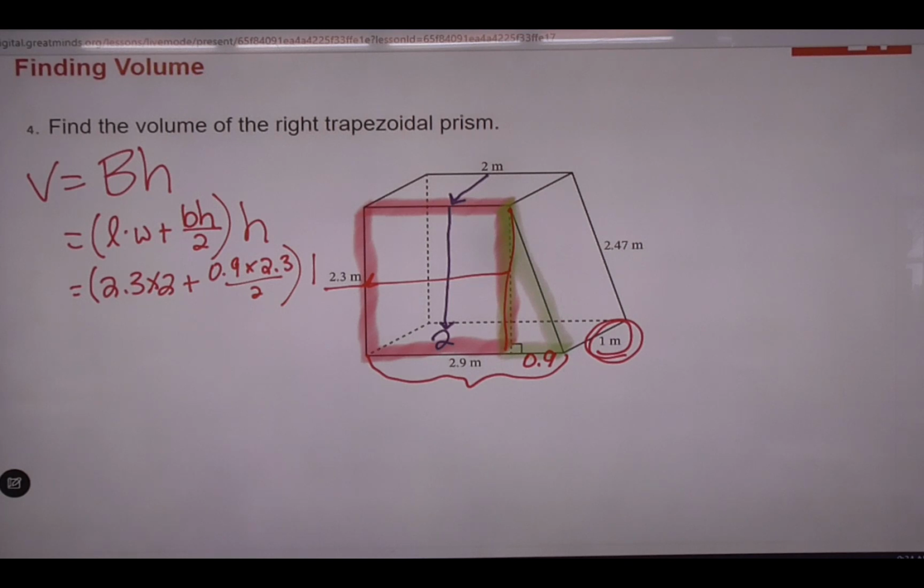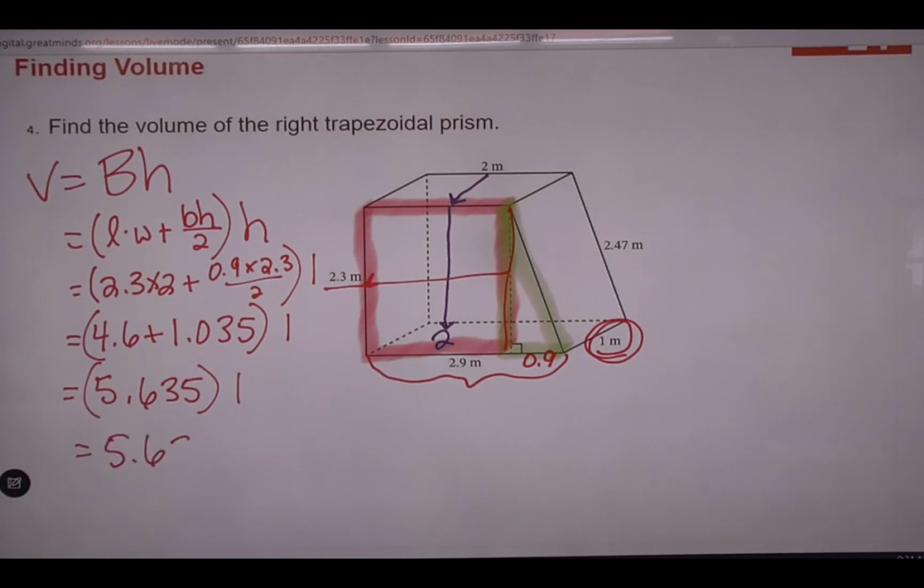Now we just go ahead and do the math. 2.3 times 2 is 4.6. And then 0.9 times 2.3 divided by 2 is 1.035. When we add those together, we get 5.635. 5.635 times 1 is obviously 5.635 meters cubed.